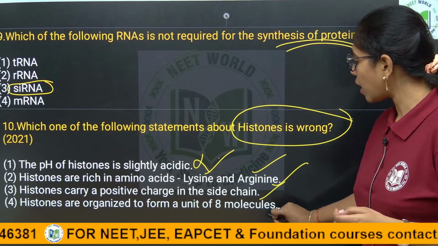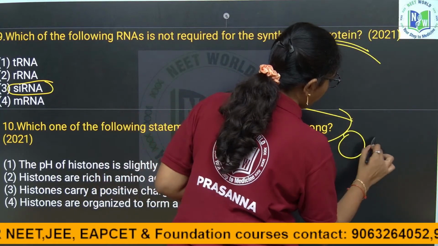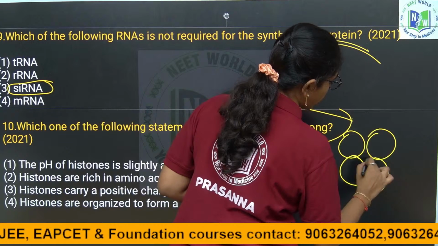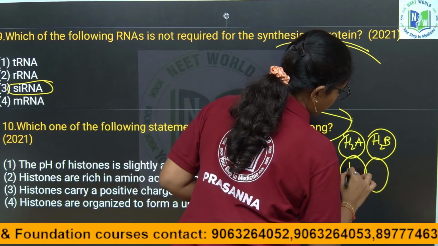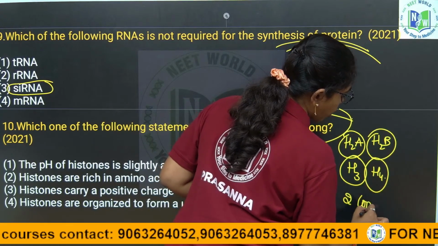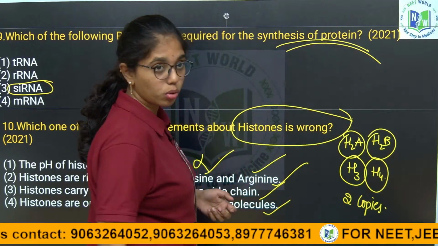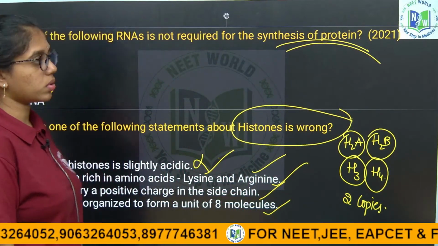And histones are organized to form 8 molecules, right. So, what are those 8 molecules? We have the histone octamer with H2A, H2B, H3 and H4. 2 copies of these 4 histone molecules will form a histone octamer of 8 molecules. Clear beta?